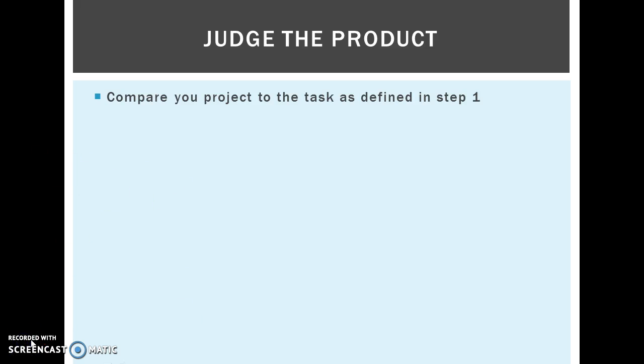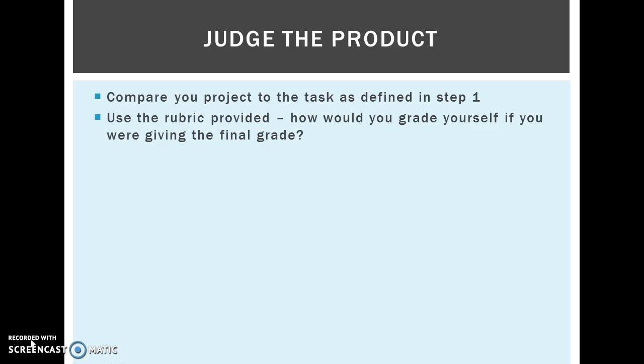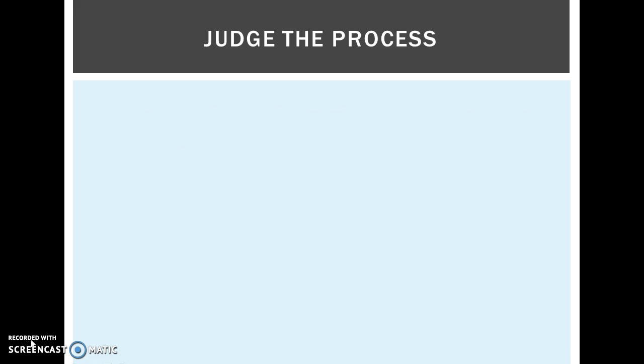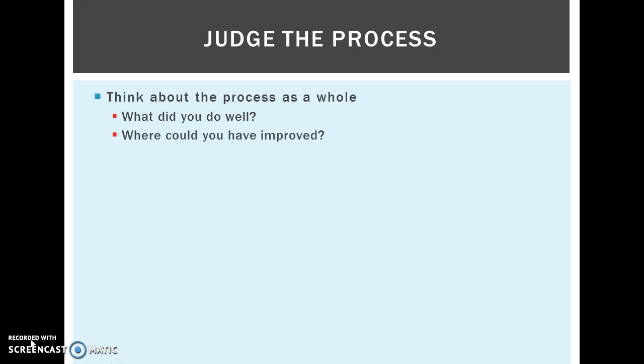To judge your product, you should compare the product to the task as defined in step 1. You should also use the rubric that your teacher provides you. How would you grade yourself if you were giving yourself your own final grade? And judge the process. Think about the process as a whole, the research process that is. What did you do well? And where could you have improved? This will help you the next time you have a research project.